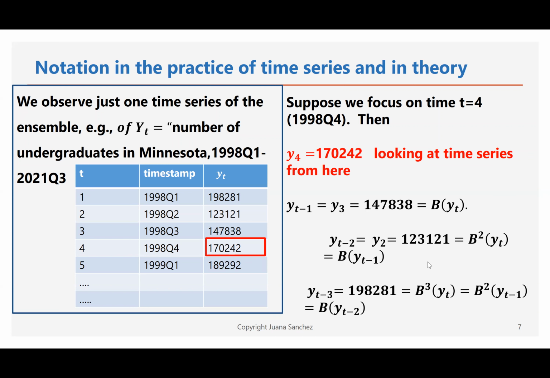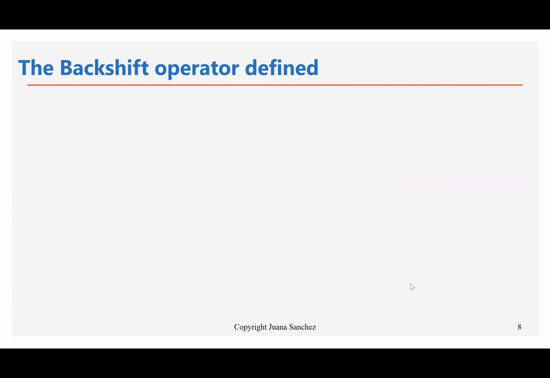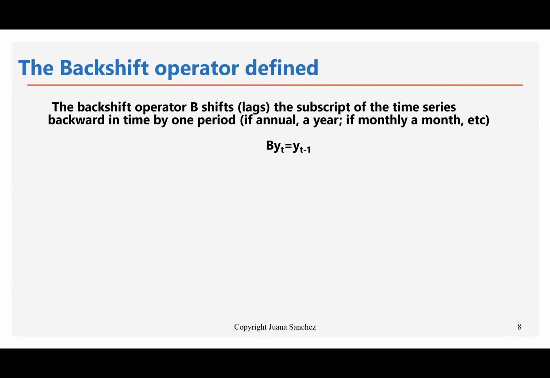Okay, so I'm introducing informally now the backshift operator. And then y sub t minus 3 will be 198.281. We could do y sub t minus 4, but notice that y sub t minus 4 will not have any observations. We don't have any observations for y sub t minus 4, right? So it will not be practical. So let's introduce the backshift operator more formally.